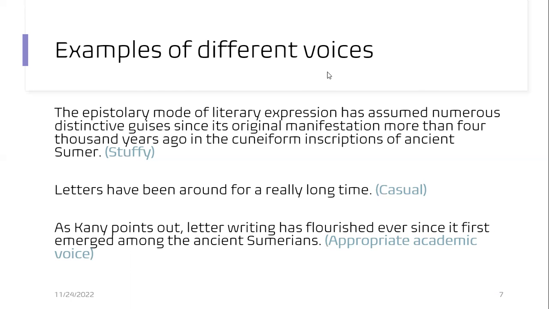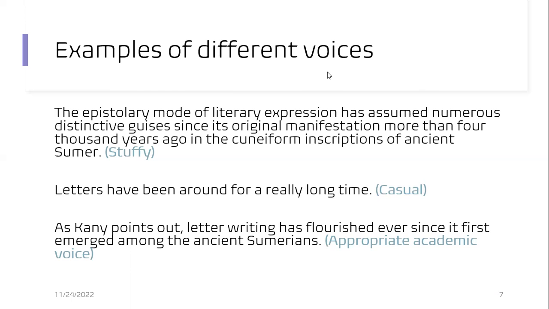And lastly, as Kenny points out, letter writing has flourished ever since it first emerged among the ancient Sumerians. And this would be the appropriate academic voice. So it's not too short and it's not too long. It includes evidence. So I'm guessing Kenny would be an academic source.